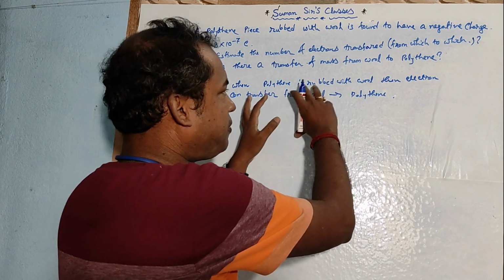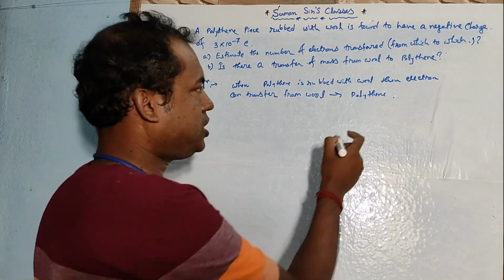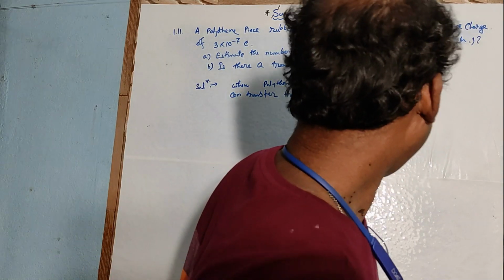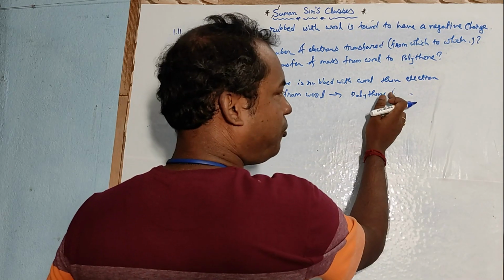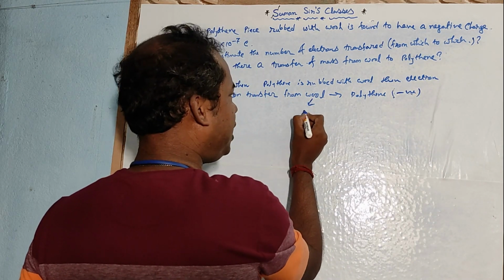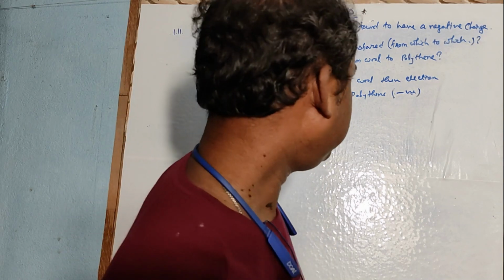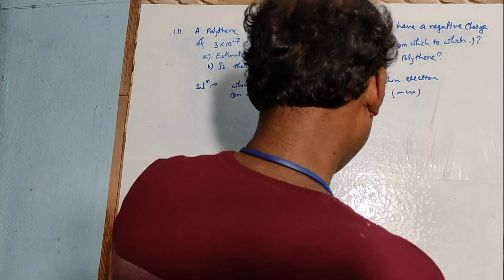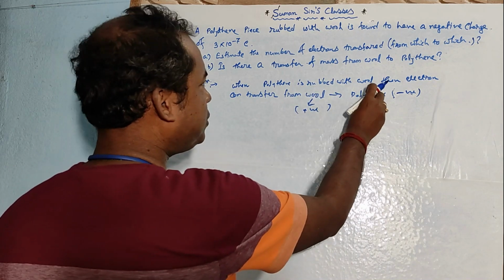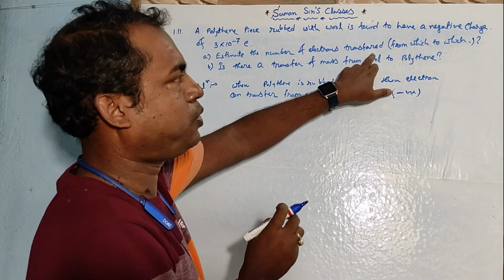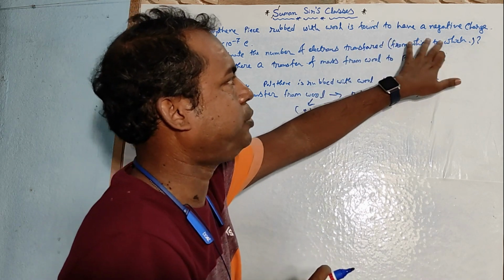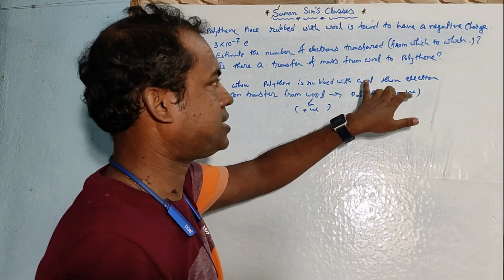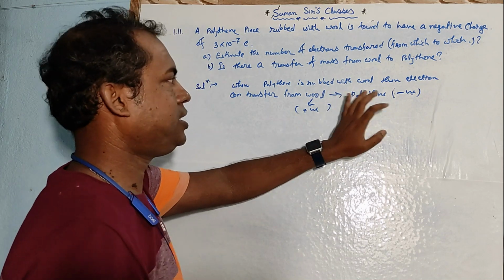When electrons transfer from wool to polythene, the polythene becomes negative because a number of electrons transfer to it, and the wool becomes positive. Clear? So wool becomes the positive one and polythene becomes the negative one. We want to find from which to which the electrons transfer. That means electrons transfer from the wool to the polythene. This is the answer to the first question.